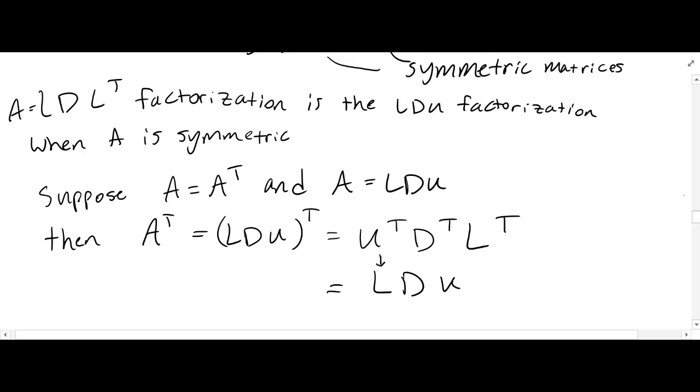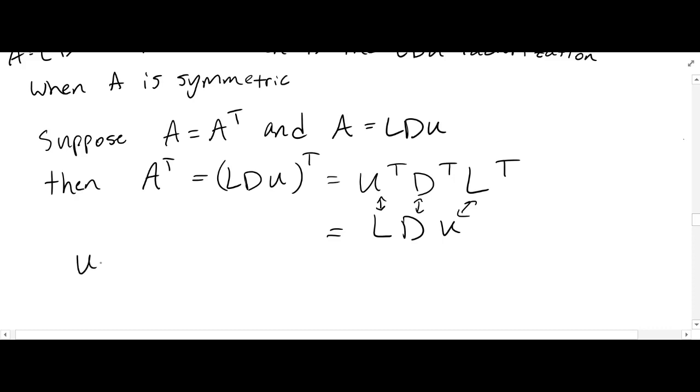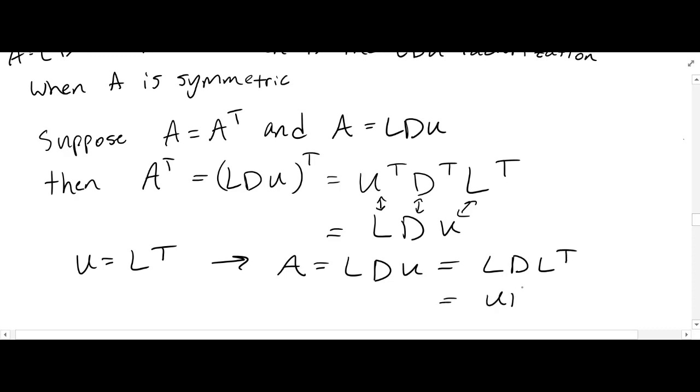So U transpose is the same as L. And D, well, D is symmetric, so these are definitely the same. And U is the same as L transpose. So that means that U equals L transpose, so A equals LDU becomes LDL transpose. Or you could write it as U transpose DU. But we always write it as LDL transpose.